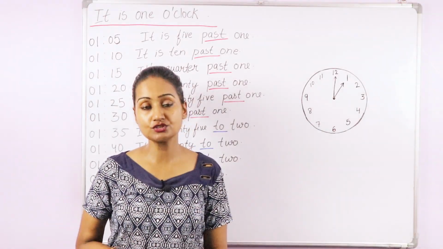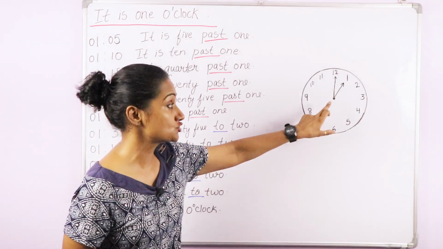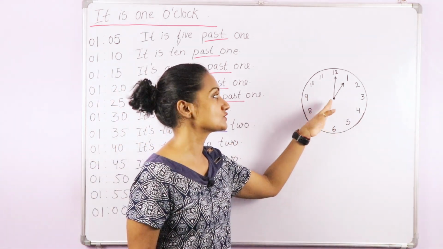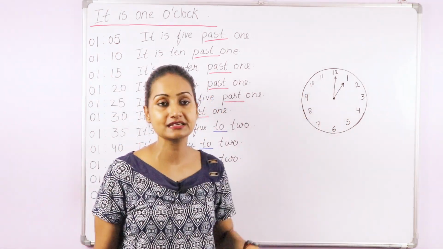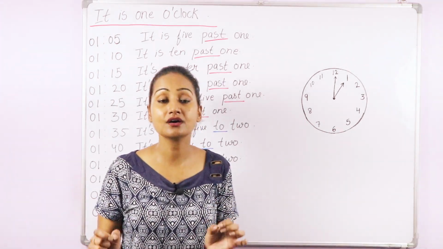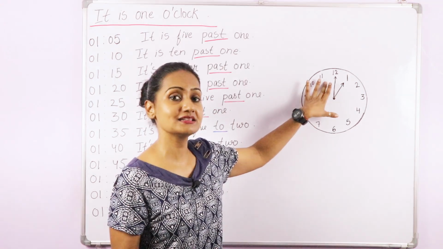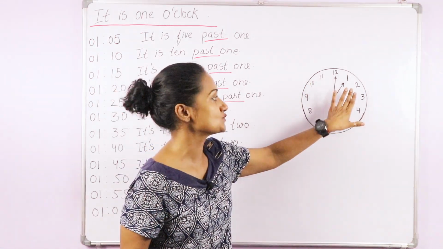So here on the board we have a clock. Every clock has two hands. The shorter hand is called the hour hand and the longer hand is called the minute hand. Okay, so here right now the time is 1 o'clock. Because the longer hand, the minute hand, is at 12 and the hour hand is at 1. So this is 1 o'clock.